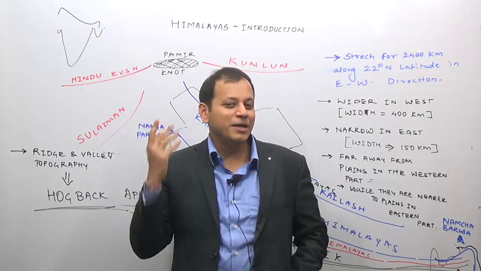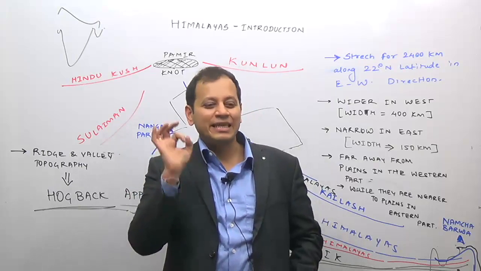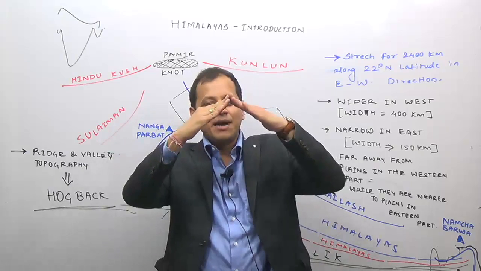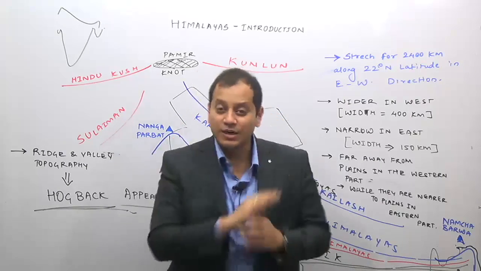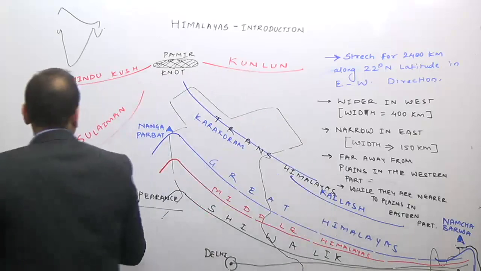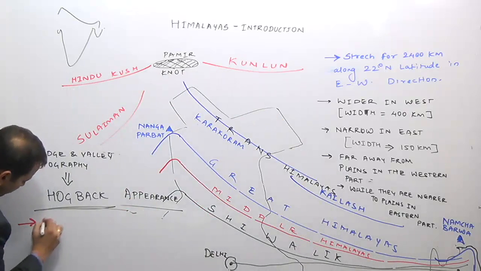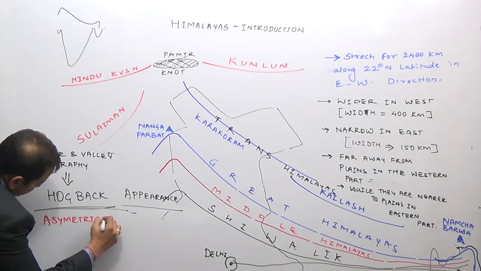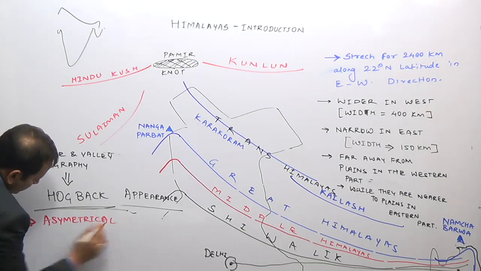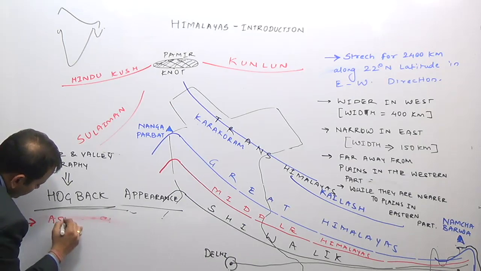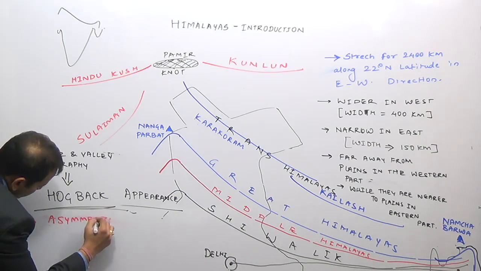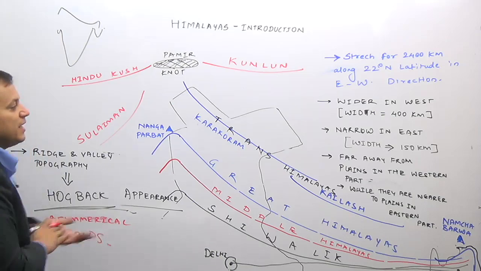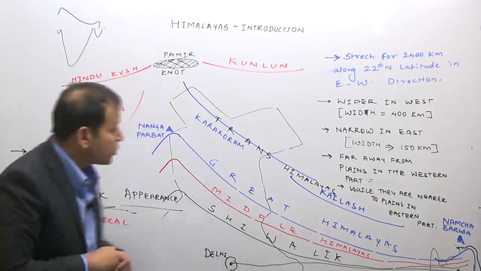As I told you in the plate tectonics lecture, in the real world all the folds are asymmetrical. You won't find a symmetrical fold, where the two limbs of the fold are exactly folded. This doesn't happen. The Himalayas are an example of asymmetrical folds. So this was an introduction to the Himalayas.